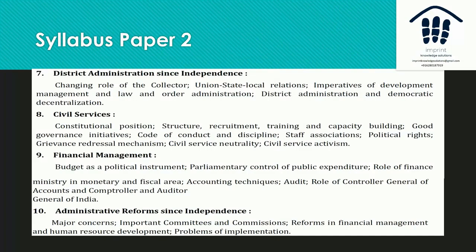Civil services neutrality, civil service activism again is a topic, right? Considering we have the Mamata Banerjee issue, the flare-up between Mamata and Narendra Modi during the case. The police commissioner of Bengal was raided by the CBI, right? And the CBI fiasco last year itself, I would say, a question on that can easily come this year.